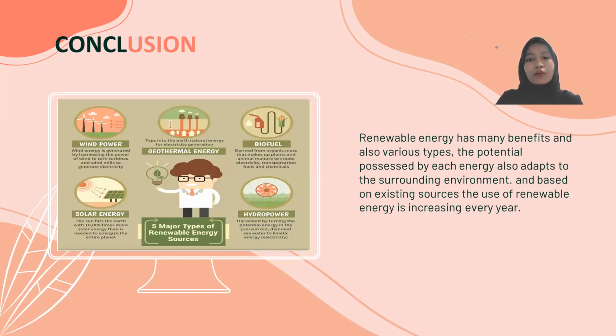So, from this topic, we can conclude that renewable energy has many benefits, like minimizing pollutants and greenhouse gases, and also has various types like wind power, geothermal energy, biomass, solar energy, and hydropower, and many more. The potential of each energy also adapts to the surrounding environment, and based on existing sources, renewable energy is increasing every year.